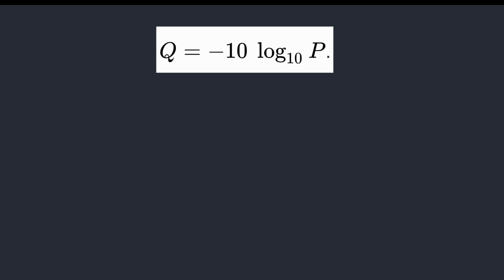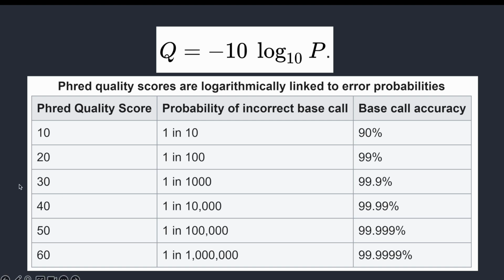The Phred quality score or Q score is logarithmically related to the error probabilities of base call. That means if Phred quality score is 10, the probability of incorrect base call is 1 in 10. If Phred quality score is 20, the probability of error is 1 out of 100. For score 30, probability is 1 in 1000, and so on and so forth. We can also see that with the increase of quality score, the base call accuracy increases. That means higher Phred quality score is better.